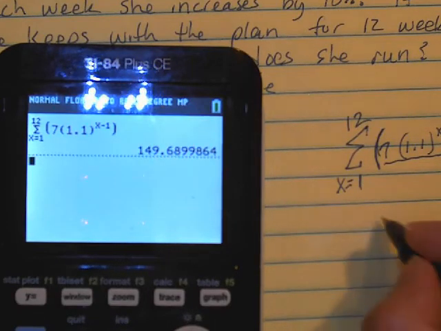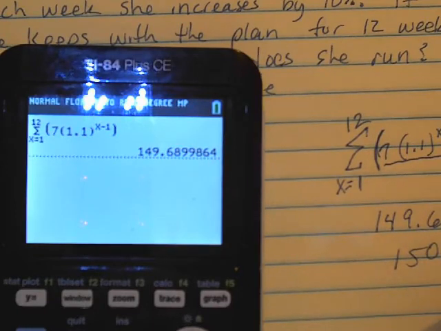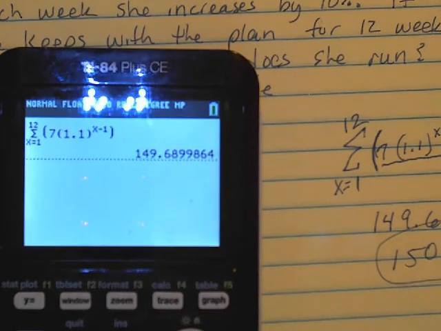I got that she would run 149.68 miles, and since we're rounding that to the nearest mile, she would run approximately 150 miles in the 12 weeks. And I'm guessing Ellie is already well on her way.